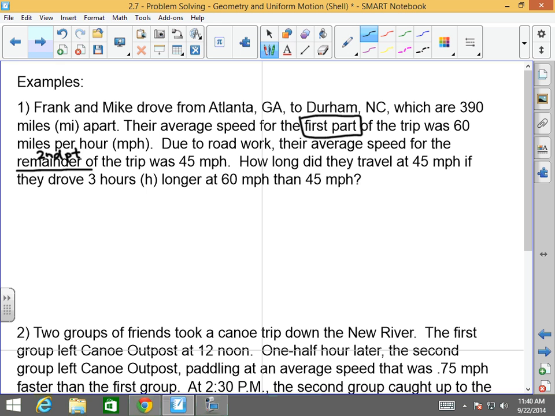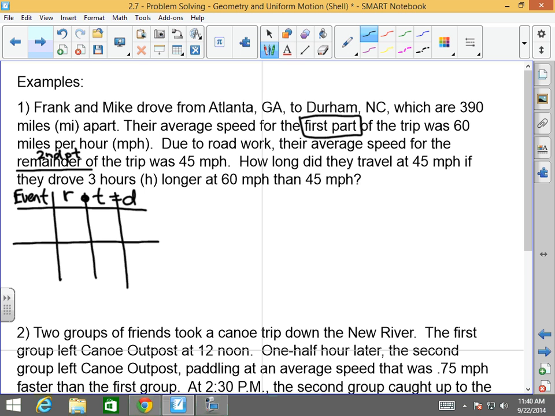Okay, before you give up, just pay attention to the table. It's all about the table here, my friends. Remember, you have your event, and this is rate times time equals distance. And the event, okay, you have the first part of the trip as one event, and then the second part of the trip as one event.